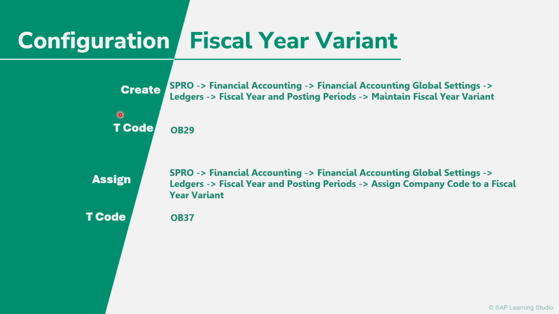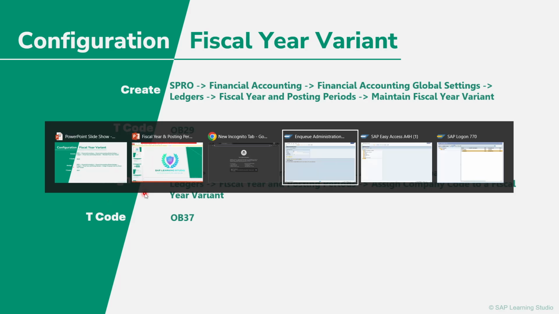So we have two steps. First, we need to create the fiscal year variant and we need to assign it to the company code. So first we'll create the fiscal year variant and then we'll assign it to company code. So now we move on to our SAP and we create a fiscal year.